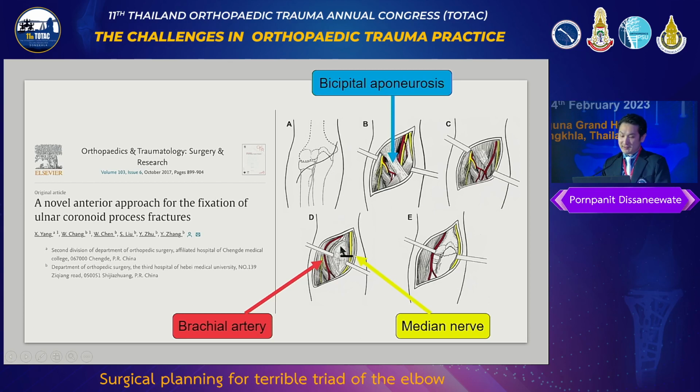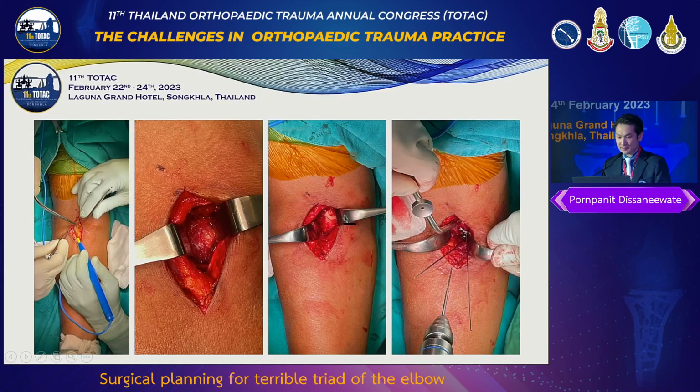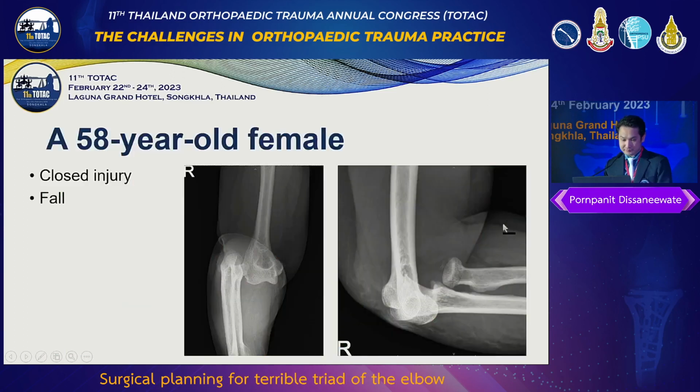And after that, you will see this is the brachialis muscle, like when you did the anterior approach of the humeral shaft. You split the brachialis, and you will go to the coronoid. This is what I did. So you retract the biceps and the brachial artery lateral, the median nerve medial, and you see the brachialis muscle here. Split it, and you will see the bone. And you can press the plate directly anterior to the coronoid.